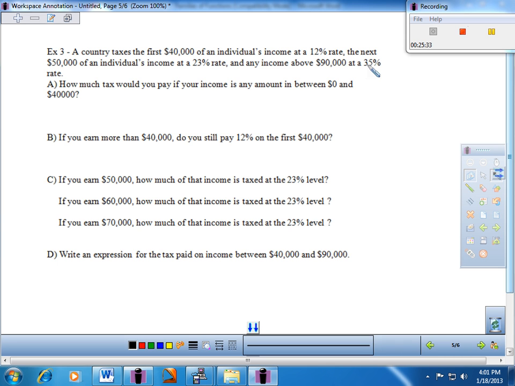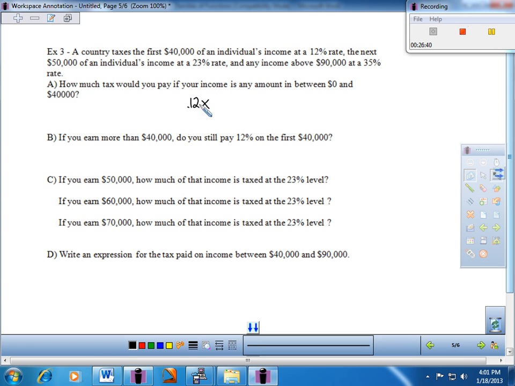Okay, well, let's start it out. Letter A says, how much tax would you pay if your income is any amount between $0 and $40,000? That first $40,000 is taxed at a 12% rate, so whatever income you make, they are going to take 12% of that. And by the way, "of" means multiply. So if your income is X dollars, they're going to take 12% of that. 12% is 0.12, so they're going to do 0.12 times X, and that's how much tax you would pay on that money. Hope everyone's clear on that piece.